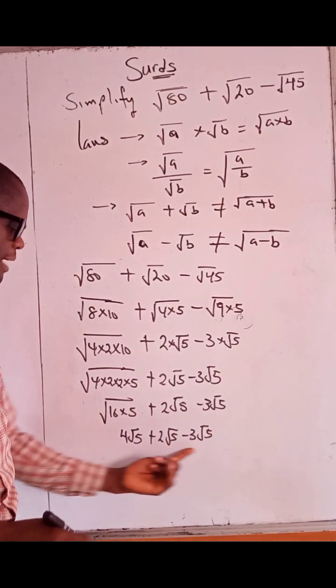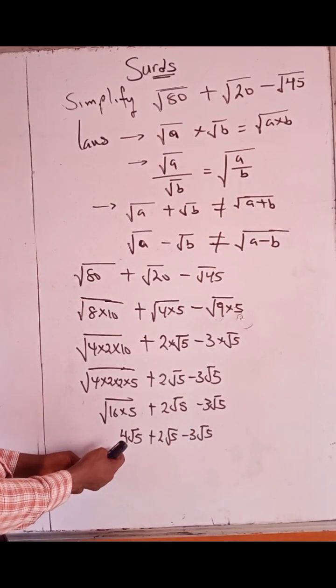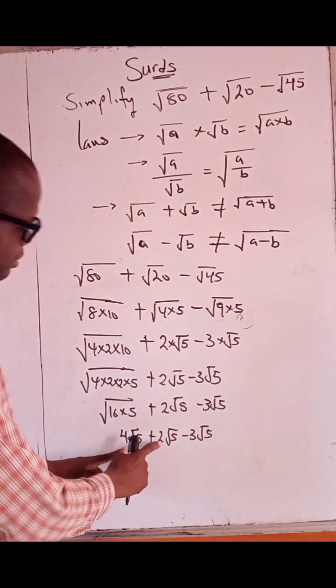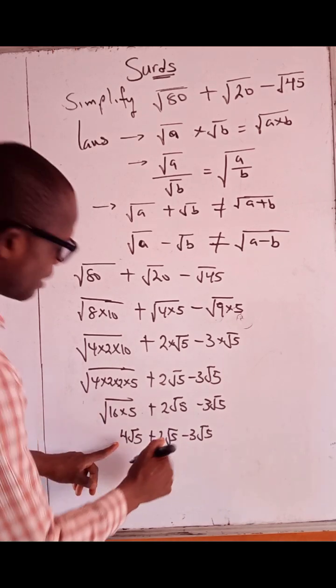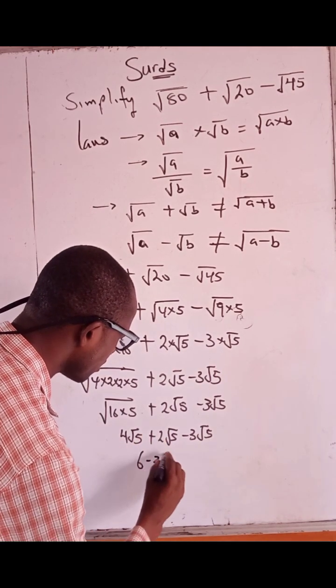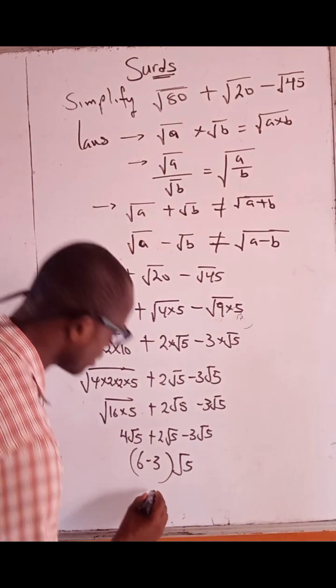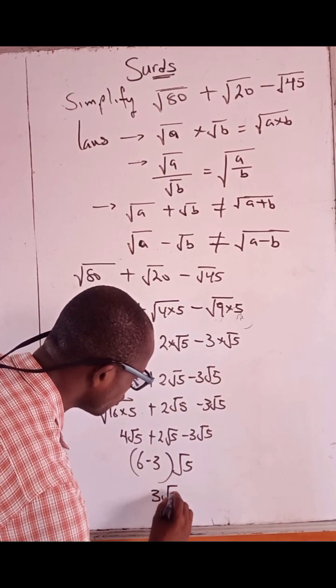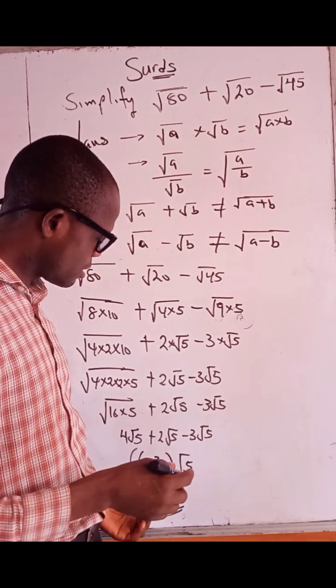So this is what we call like surds, just like what you are used to, like terms. They are the same surd. So what you are going to do, this plus this, that will give us 6. That will be 6 minus 3, all of them in root 5. So when you subtract this one, it will give us 3 root 5. So that will bring us to the end of this question.